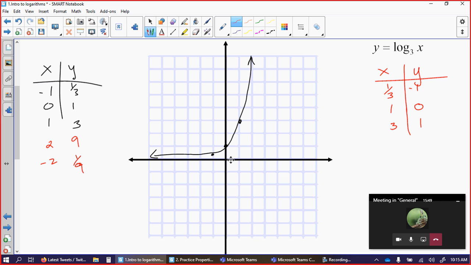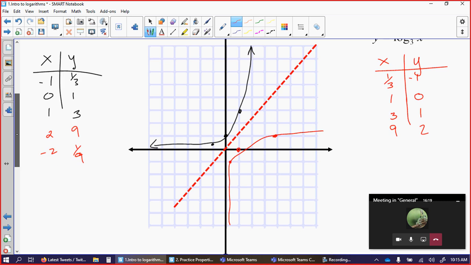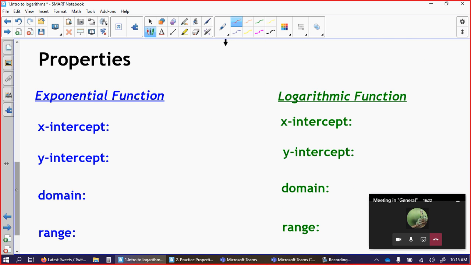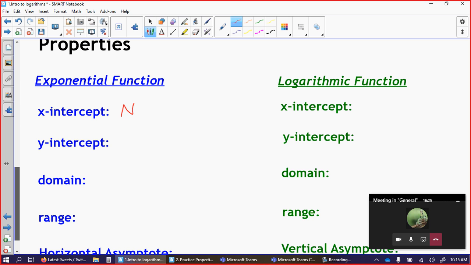So we can see if we can plot some of those. So 1/3 and -1, 1 and 0, 3 and 1. Because this is an inverse and it is reflected across the line y equals x, this graph is going to look like this, and way over at 9 it will go up to 2, and so on and so forth. Properties: an exponential function has no x-intercept.